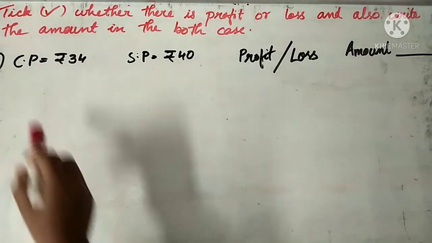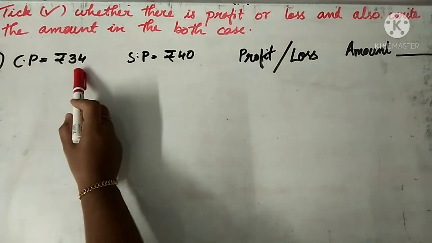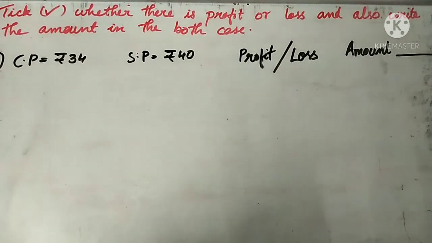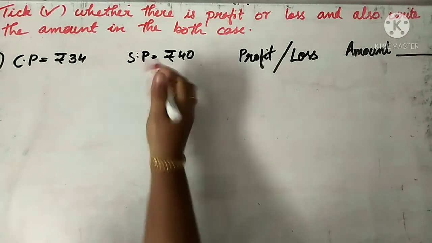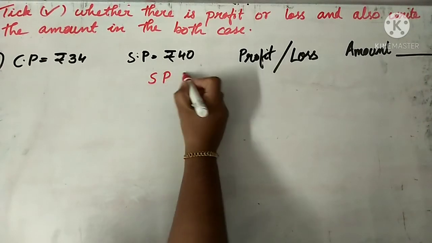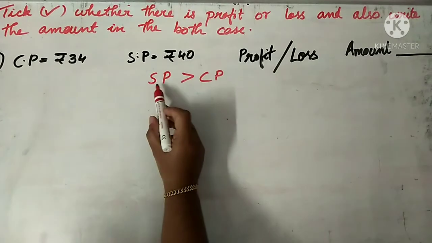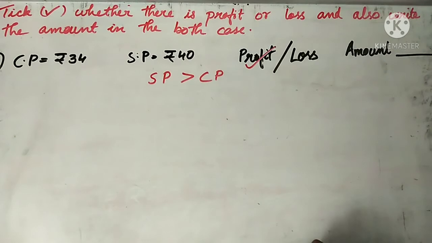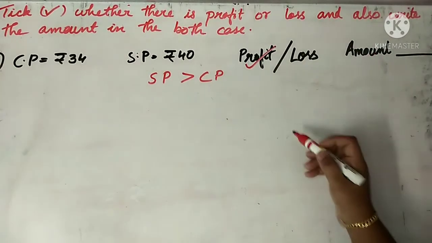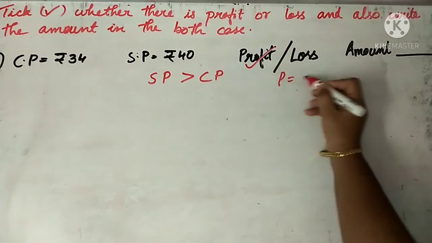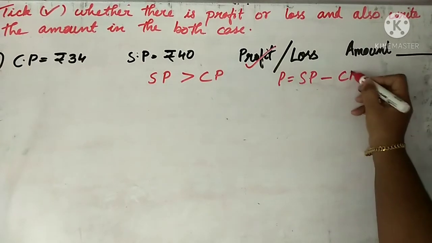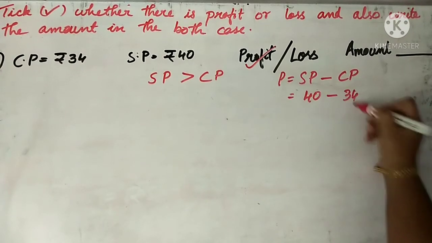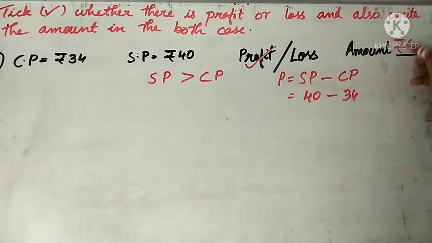Okay. First question, CP. That is, cost price is rupees 34. Selling price is rupees 40. We have to see whether there is profit or loss. From this, it is clear that SP is greater than CP. When SP is greater than CP, we can say that there is profit. Okay, and how we will find profit? Profit is equal to SP minus CP. That is rupees 40 minus 34. So answer is rupees 6.